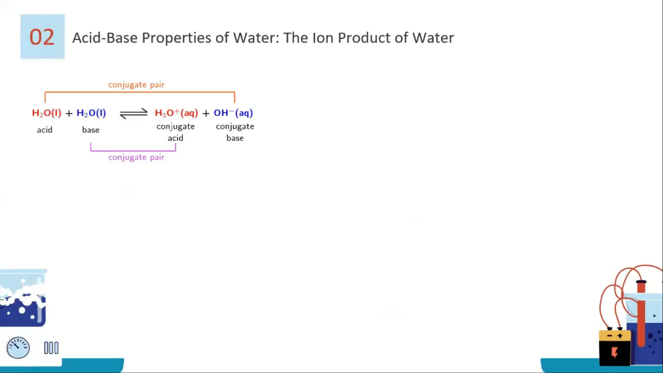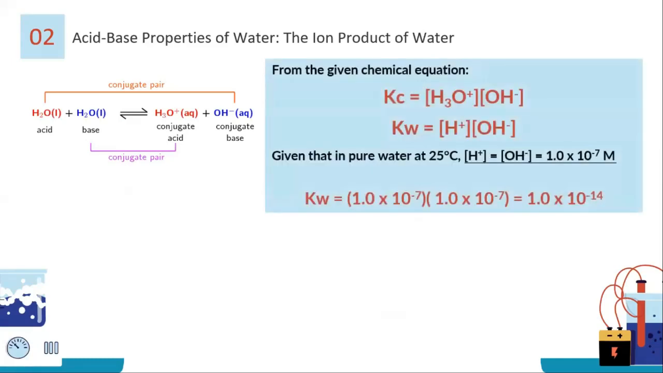Now, given the chemical equation for the autoionization of water, the equilibrium constant is Kc equals the concentration of hydronium ion multiplied by the concentration of hydroxide ion. Because we use hydrogen ion and hydronium ion interchangeably to represent the hydrated proton, and replace Kc with Kw, the equilibrium constant can also be expressed as Kw equals the molar concentration of hydrogen ion multiplied by the molar concentration of the hydroxide ion, where Kw is called the ion product constant.